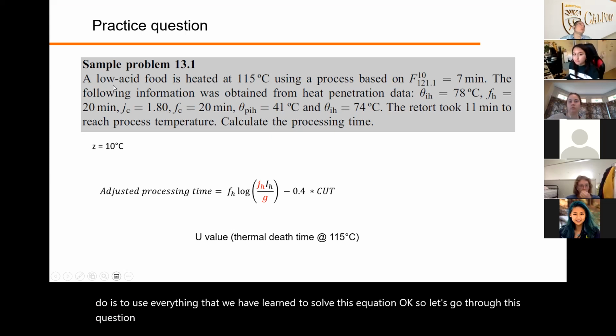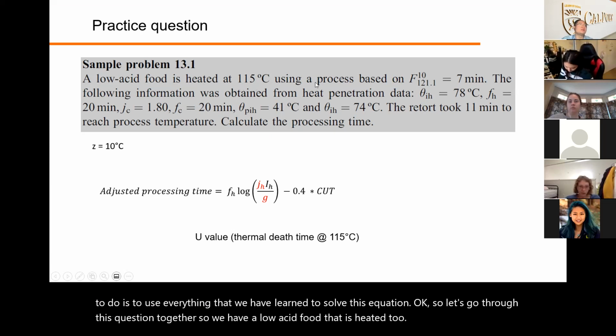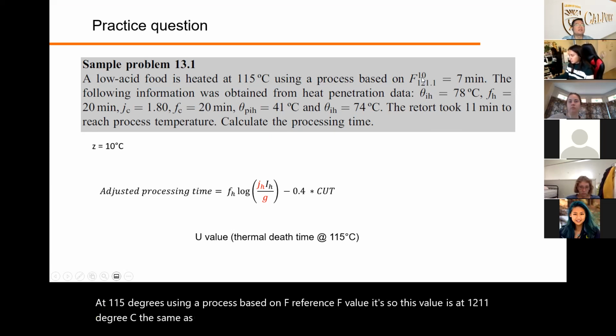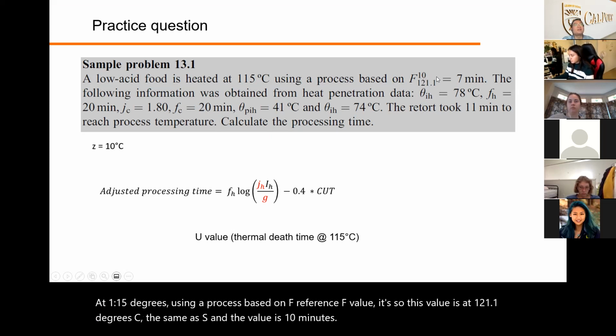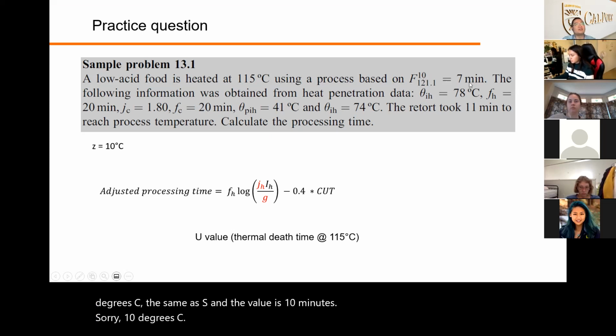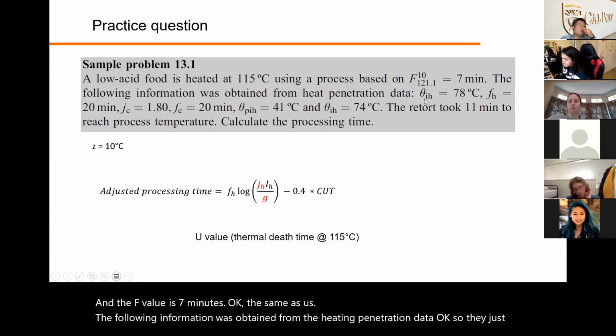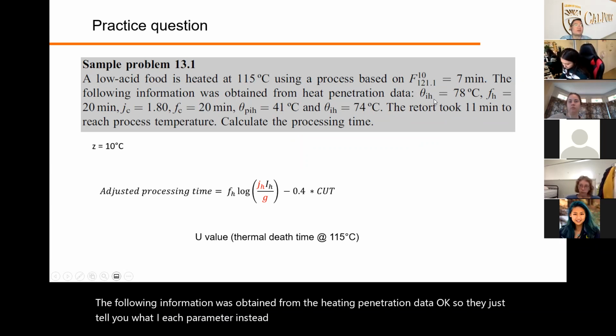So we have a low acid food that is heated at 115 degrees C using a process based on reference F value. So this F value is at 121.1 degrees C, the same as us, and the Z value is 10 degrees C, and the F value is 7 minutes. Okay, the same as us. And the following information was obtained from the heating penetration data. So they just tell you what each parameter is, instead of us looking at every parameter by ourselves.